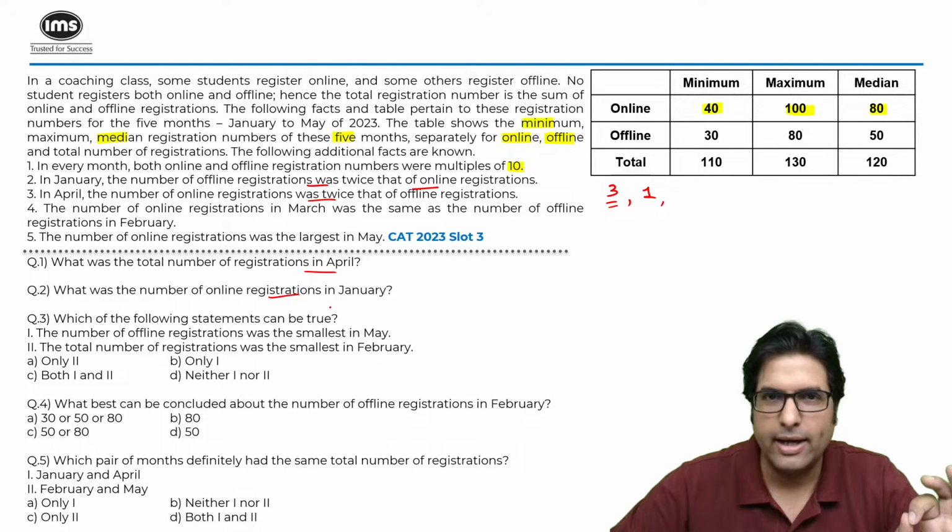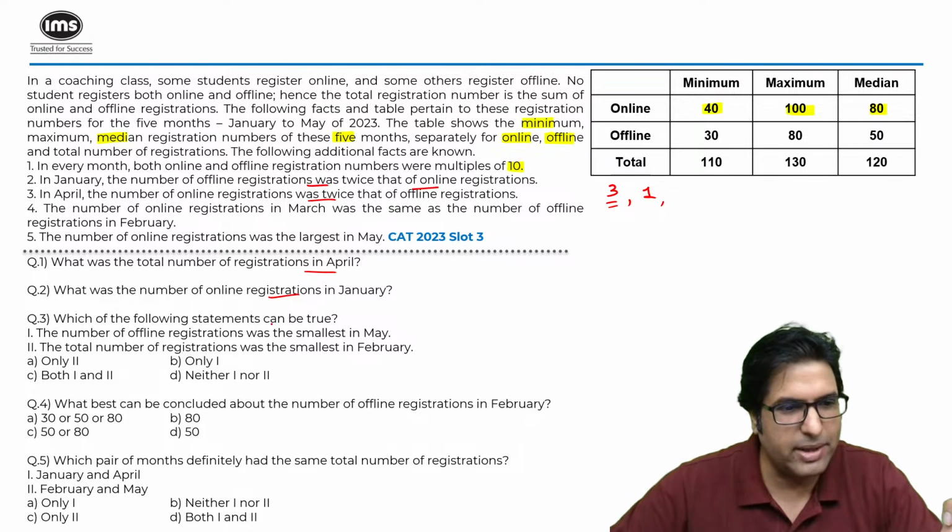Number of online, direct, closed question. Which of the following statements can be true? So this is not a direct or a closed question. There could be multiple possibilities. Can be true is not something that we'll prefer as a question.